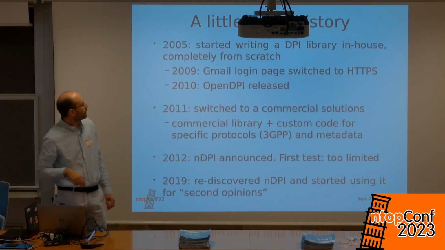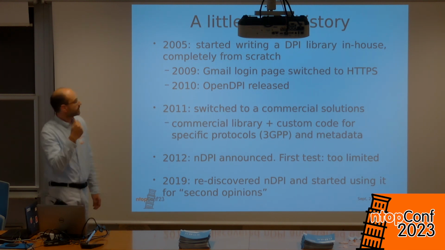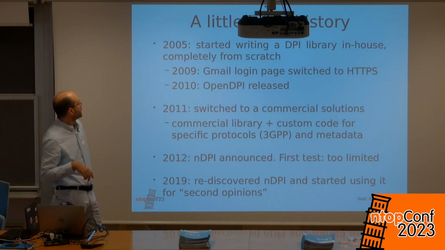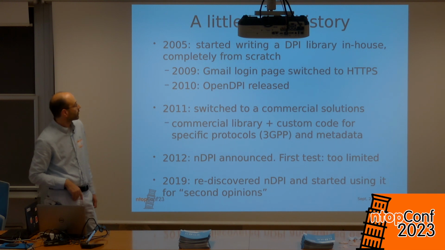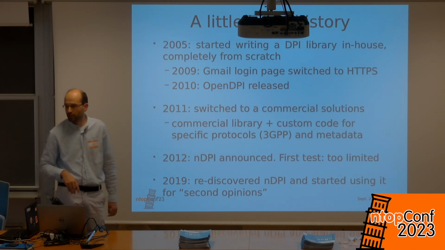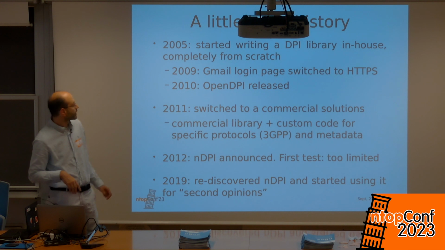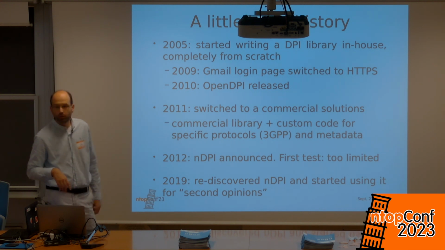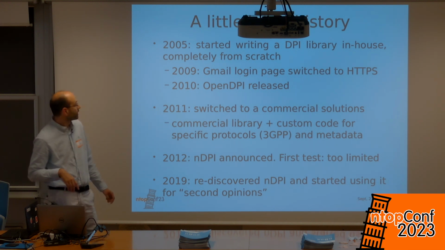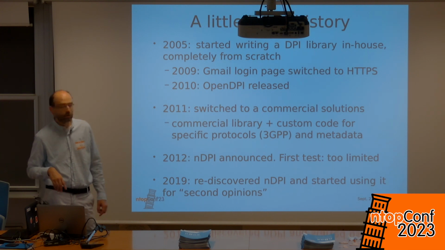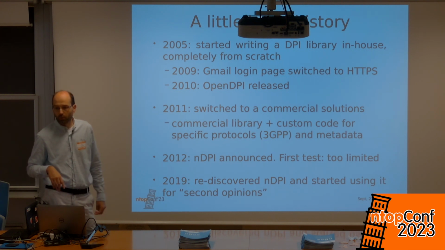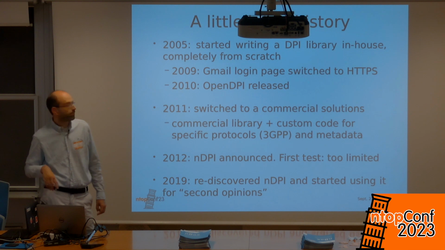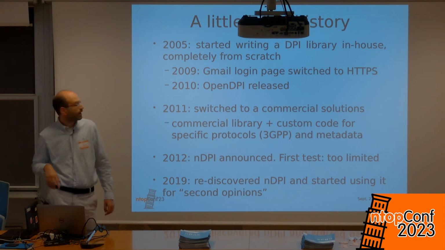Let's start with a little bit of history, just to give you some context. We began in 2005 when we started to write a DPI library in-house, completely from scratch, to filter some kind of traffic. There were no open source libraries. OpenDPI would be released only 5 years later. At that time, the two most important protocols were DNS and plain text HTTP.